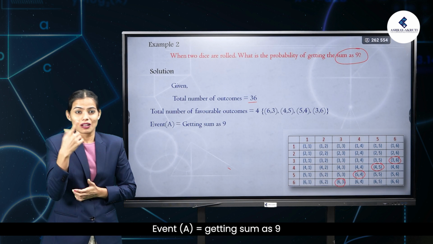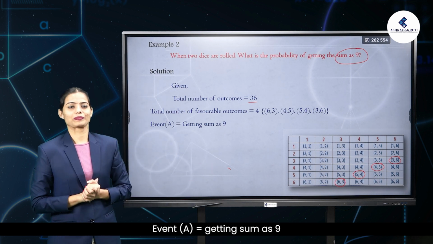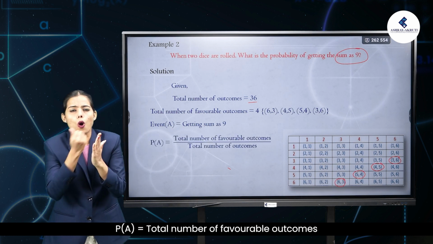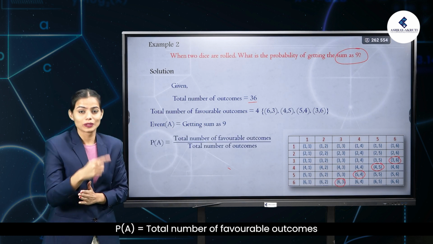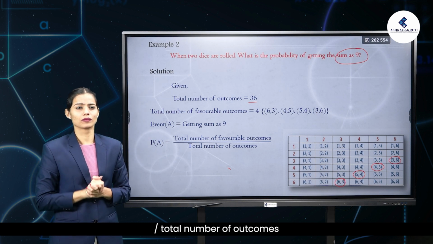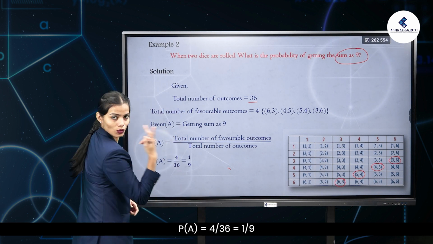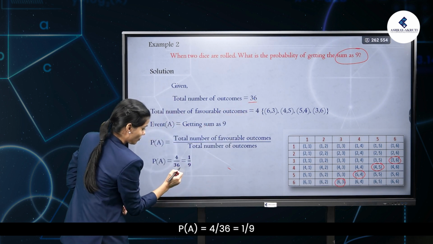Event A is equal to getting sum as 9. P of A is equal to total number of favorable outcomes by total number of outcomes. P of A is equal to 4 by 36 is equal to 1 by 9.